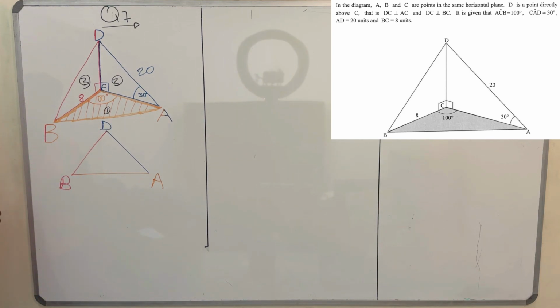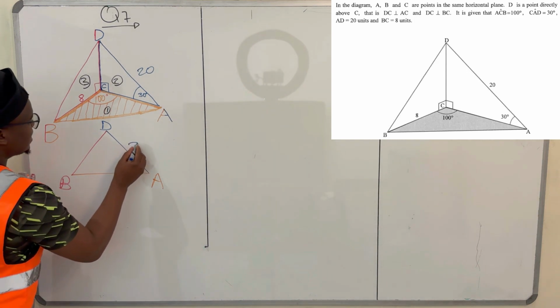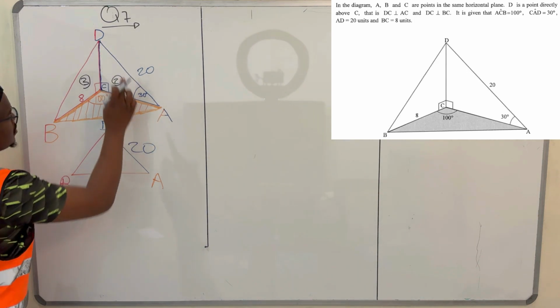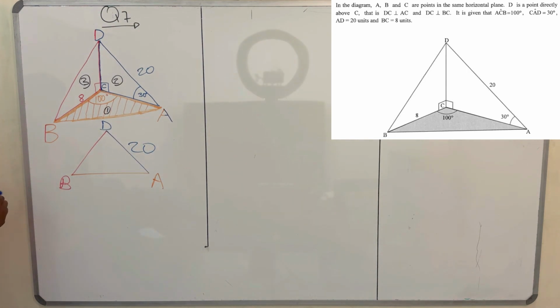What do you know in this triangle? On this triangle, you don't know much. You only know 20, which is this length over here. This is just 20 units. I don't see anything else that you can know from this triangle, because you don't have the sides and you don't have the angles as well. You only know that side, which is 20 units. So I'm done with this. Let's get on with the question.